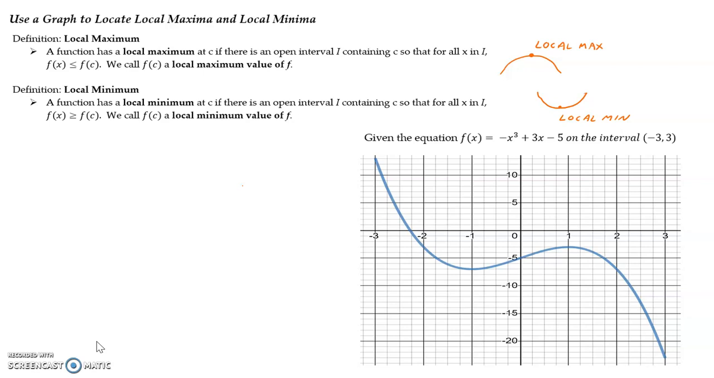You'll see that the graph is coming to a low point right here. Let's go ahead and identify the coordinates. This is the point -1, -7. So this is a local minimum. And you'll see that it comes to a high point right here. So this is the point 1, -3, which is a local max.